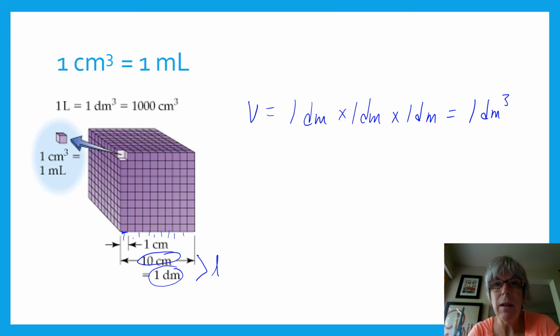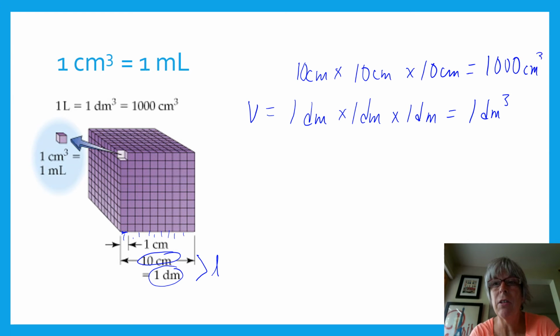If I'm using centimeters, it'll be 10 centimeters because there's 10 centimeters on the bottom side and up and down, times 10 centimeters times 10 centimeters. 10 times 10 is 100 times 10 is 1,000. And centimeters times centimeters times centimeters is centimeters to the third. So we have 1,000 cubic centimeters in this shape.